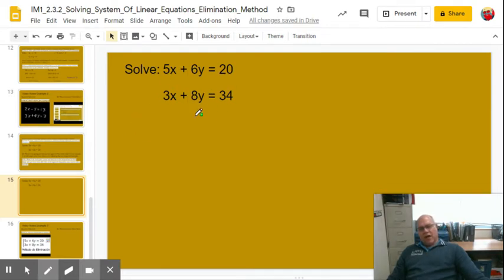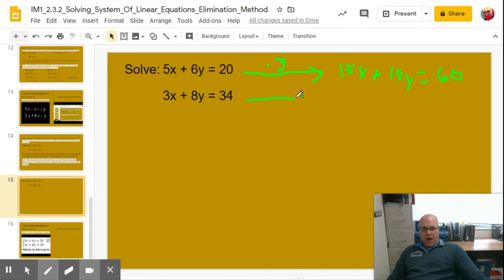All right, let's go ahead and start with the first way. We're going to eliminate the x's. So I'm going to multiply the top equation. I want that to be 15x, so I'm going to multiply by 3. All right, so then I get 15x plus, got to be real careful here, right? 3 times 6y, 18y, equals 3 times 20 is 60.